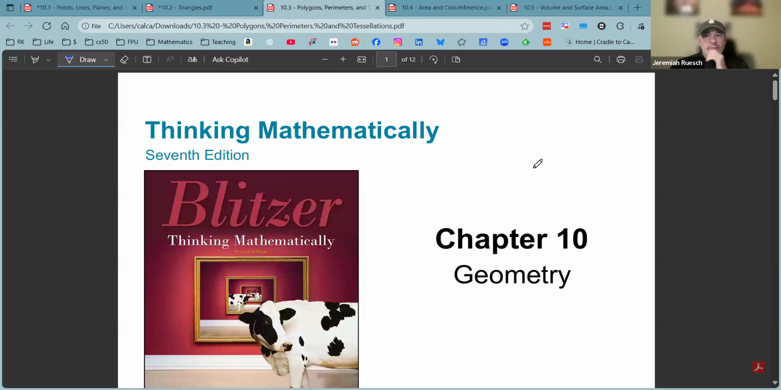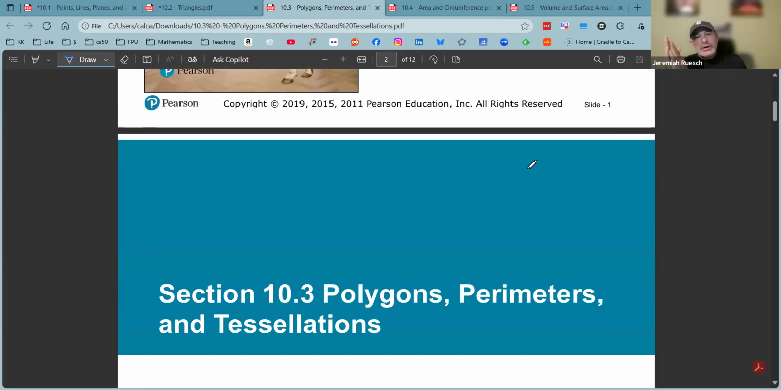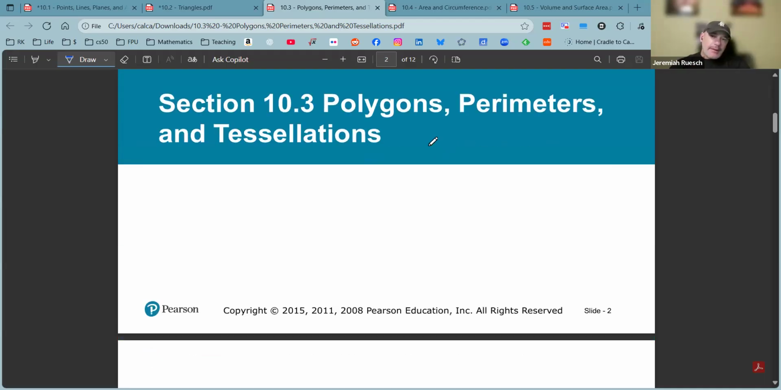Welcome to chapter 10 in Math 121. We're going to explore the third section here, which is polygons, perimeters, and tessellations. Tessellations are a lot of fun. All right, let's jump in.